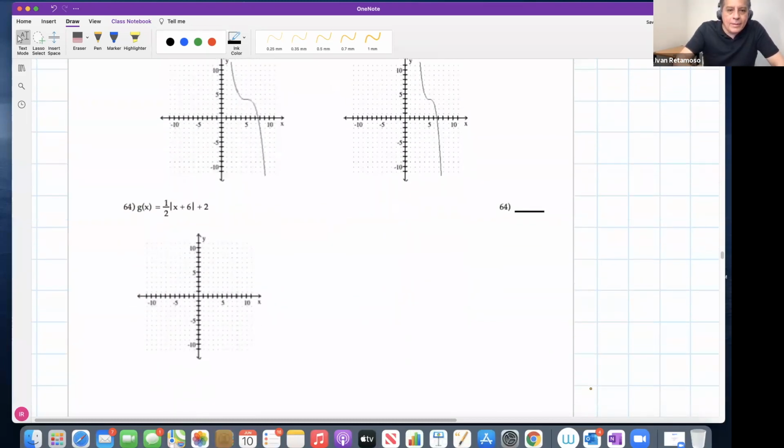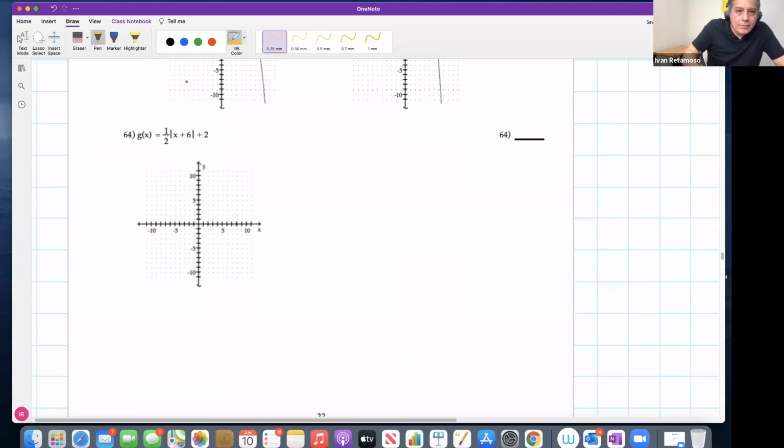Next, this one deals with absolute value. Probably we should do it quickly. The absolute value function is this, V as in victory, where y equals absolute value of x. And from there, 1/2 means that you have applied what we call vertical compression. The output values get halved. So you're talking about this.